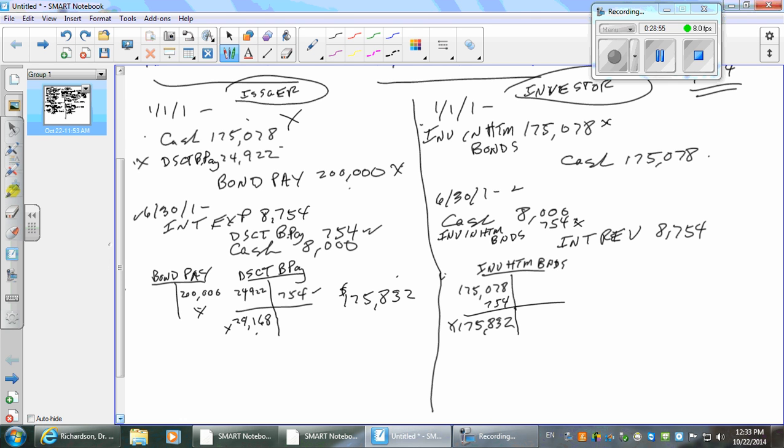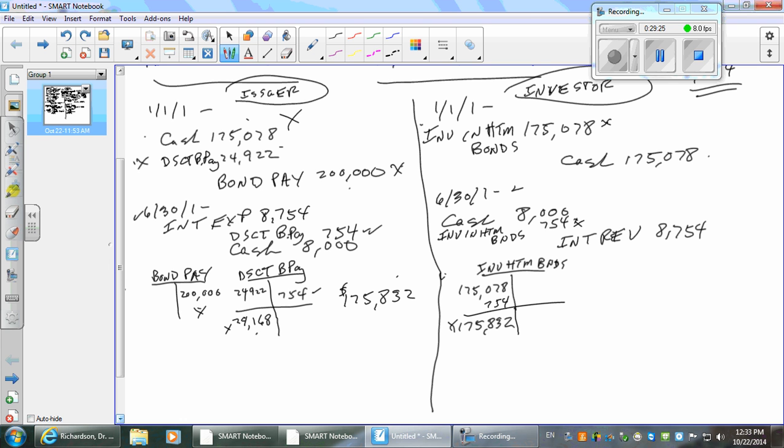175,832. What we did was we added the 754 interest that we just borrowed. Look at this. My expense is 8,754. My cash paid was 8,000. I borrowed another 754, so I added it to the carrying value of the bond. I owe them more. Got it? Over here, I earned 8,754, right, if I'm the investor. They only paid me 8,000. I added 754 to my investment because they're going to pay me it later. They're going to give me the whole 200 later. That's the theory of this thing.